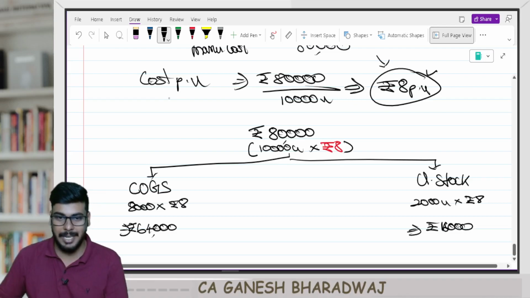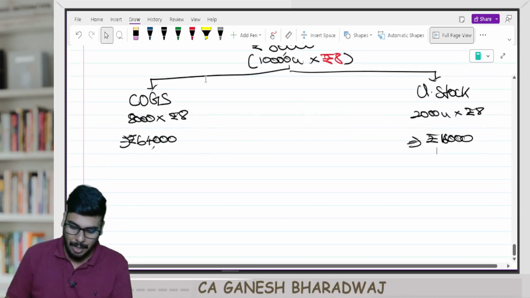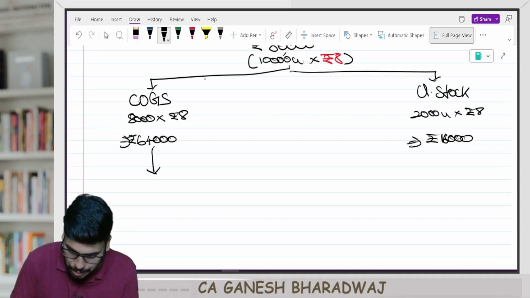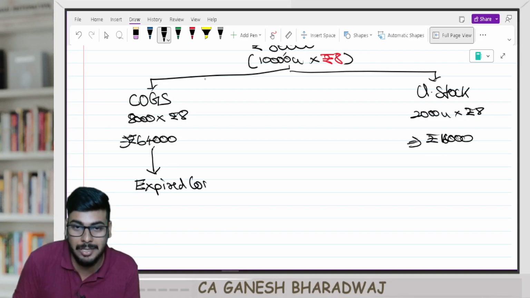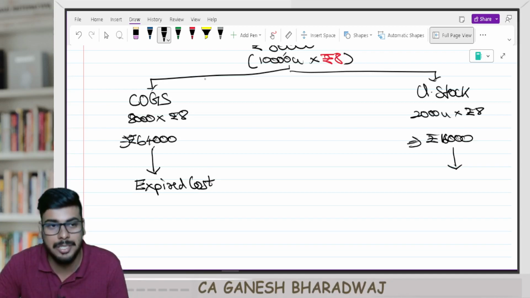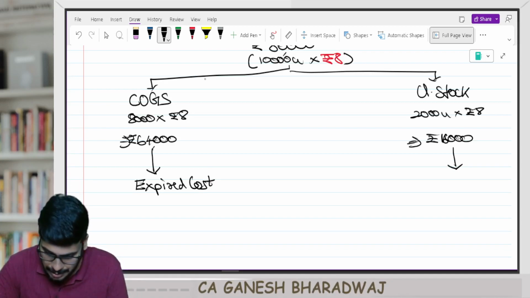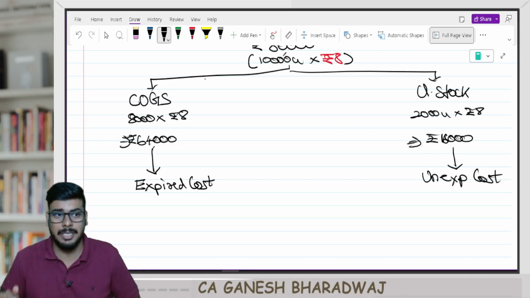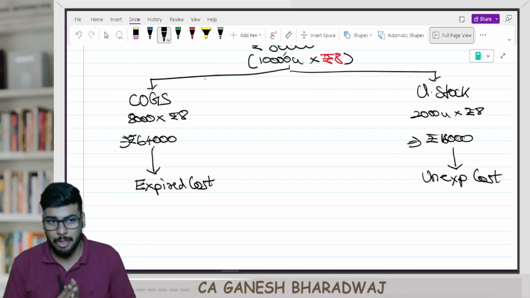And now can I say 64,000 rupees is my expired cost? Yes or no? Yes. Right? And whereas 16,000 rupees is what? It is unexpired cost. Are you clear with this? Guys, are you all able to understand this?